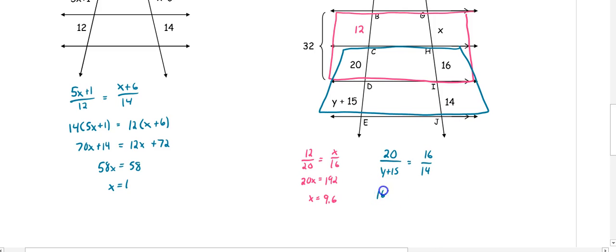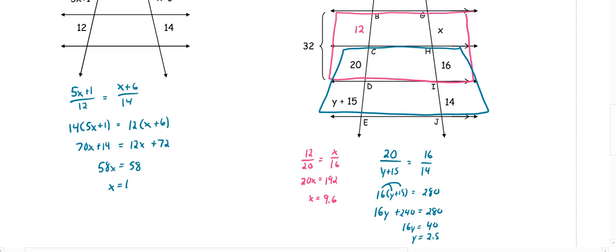So when we cross multiply, 16 times y plus 15 equals 20 times 14, which is 280. We can subtract, or we can distribute the 16 to both things with parentheses, so 16y plus 240 is equal to 280. We can subtract 240 from both sides, so 16y equals 40. So y is 2.5.